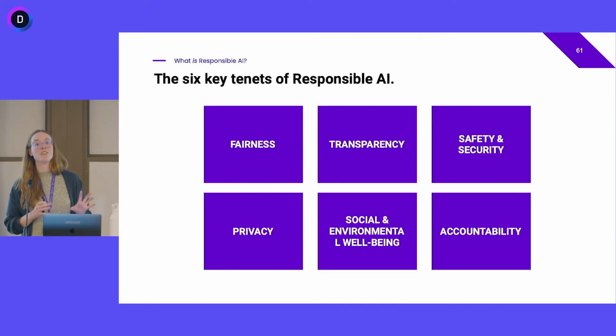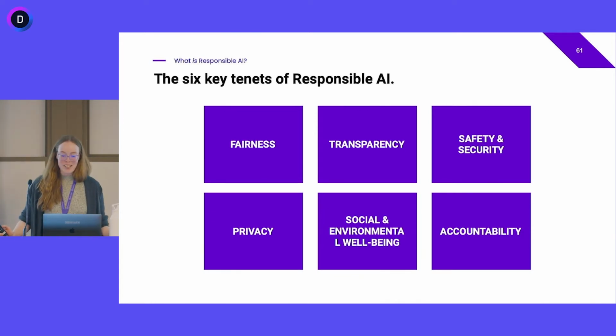Okay, now we come to the two big elephants in the room, right? Social and environmental well-being and accountability. How the heck do you measure these things? So these are by far the two least measurable tenets of responsible AI in this space. But we're working on changing that. So social and environmental well-being, I like to think of as what are the negative real-world feedback loops that your system could cause, and how are we going to prevent those feedback loops? How are we going to stop them?